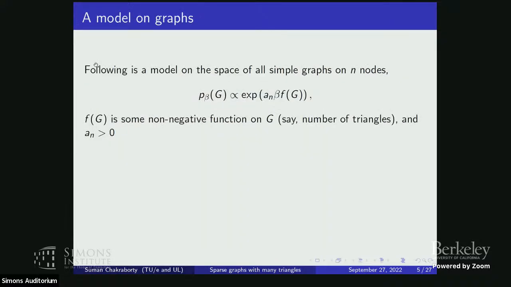Okay, so consider this model on the space of all simple graphs on n nodes. It's a probability measure on all such graphs, which puts mass proportional to this quantity, exponential of a_n times beta times f(G), where a_n is a number bigger than 0, possibly depending on n. Beta is a constant, again assume bigger than 0. And f(G) is some function of the graph. So to understand what this measure does: when beta equals 0, it's just the uniform measure on all graphs. When beta is bigger than 0, it favors the configurations where f(G) is higher, right? So this measure will favor those configurations.